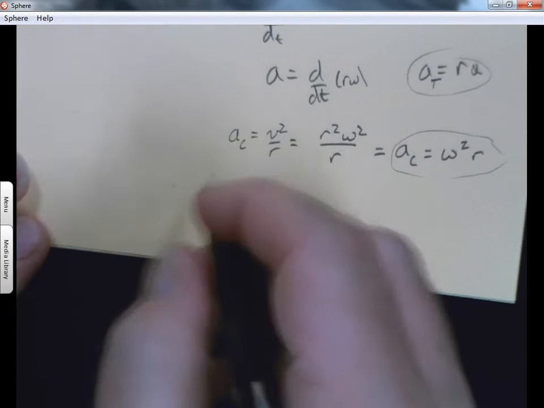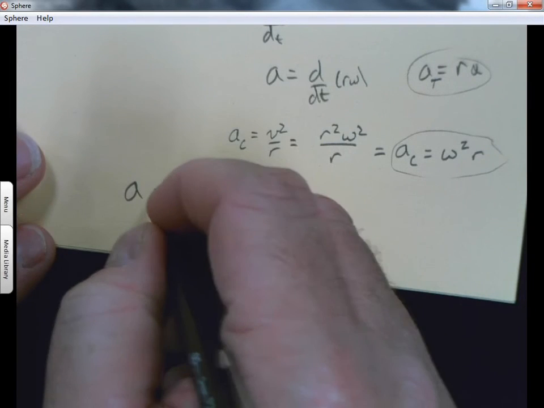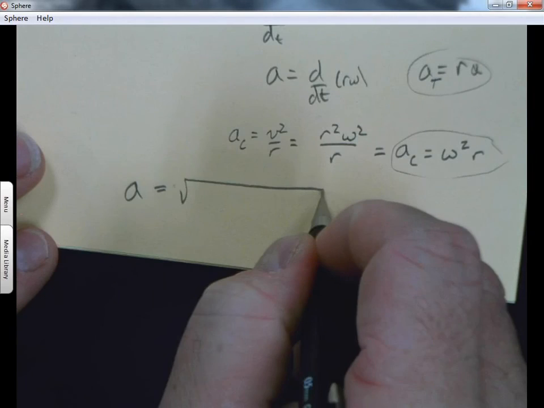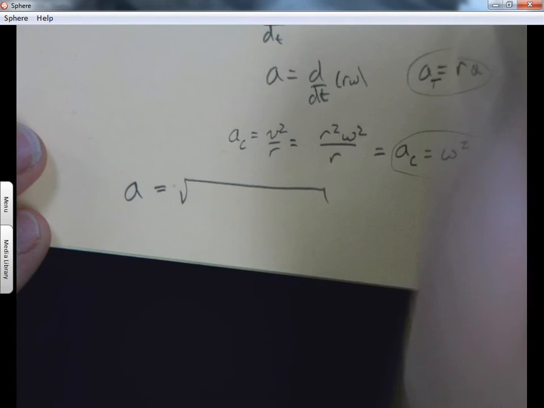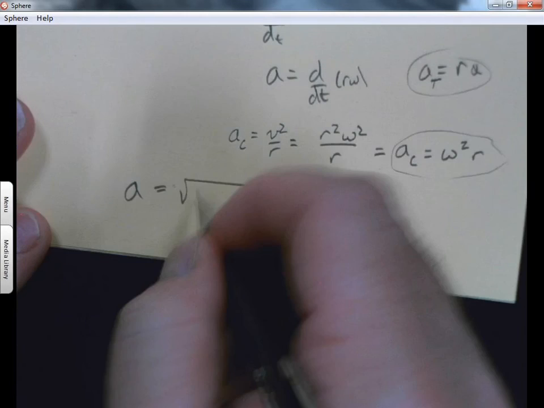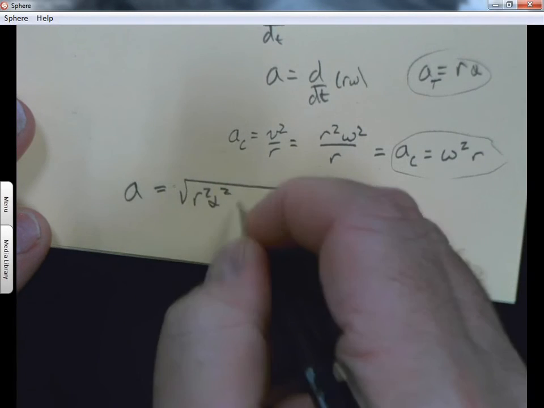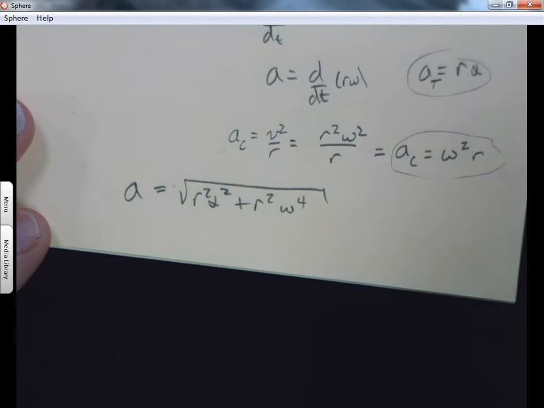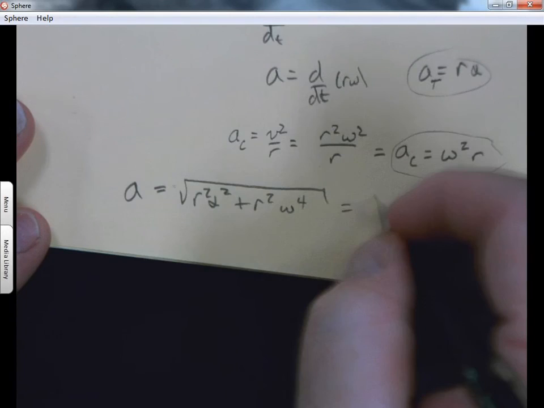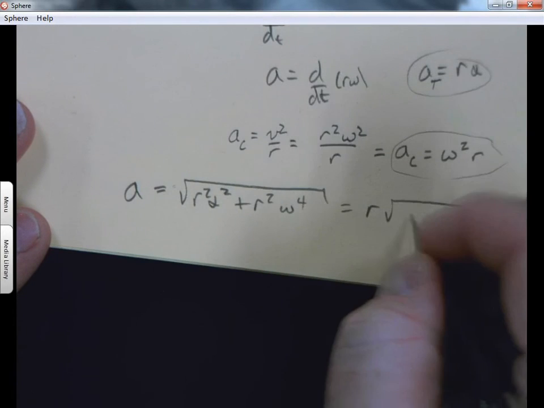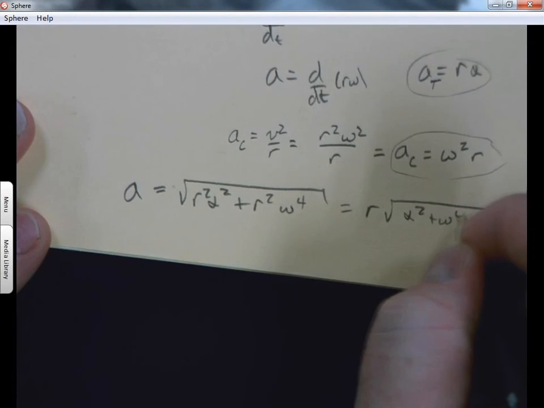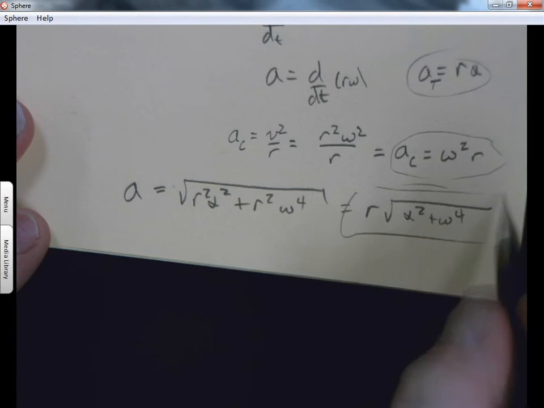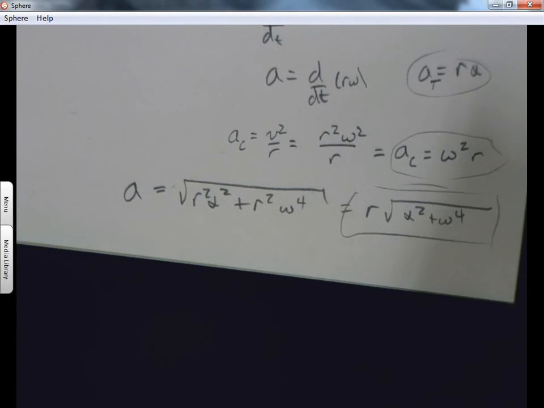So our total acceleration is going to equal the square root of the two accelerations squared added together. So it's going to be r squared alpha squared plus r squared omega to the fourth. And we can factor out the r, so it's going to be r times the square root of alpha squared plus omega to the fourth. And this is the magnitude of our acceleration. Okay. And that is the end of that.